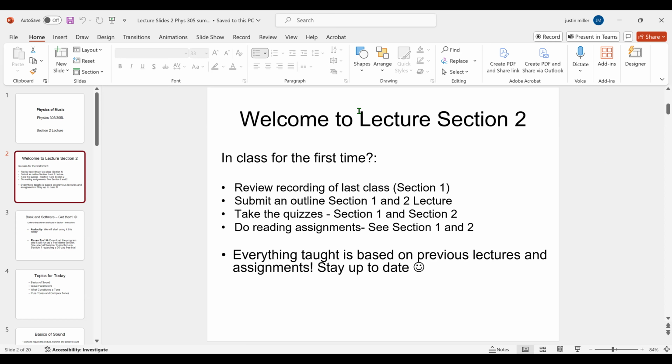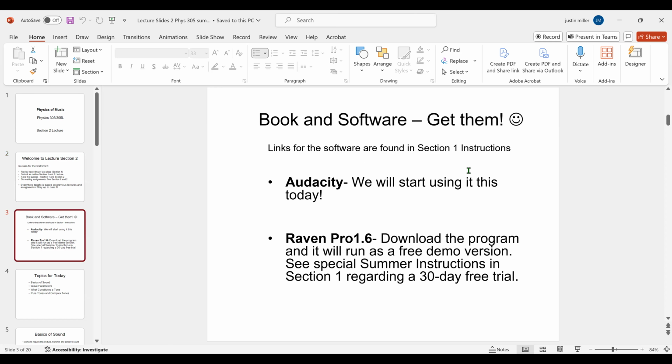Other than that, we've got the book, and Audacity. We're going to start using that today. So if you have not yet downloaded Audacity, go ahead and do that. The link for it is in instructions 1 on our page, and also Raven Pro 1.6. Just download it onto your system. Don't worry about anything utilizing it yet. Just get it downloaded, make sure it downloads, and then we will use that in a couple weeks.